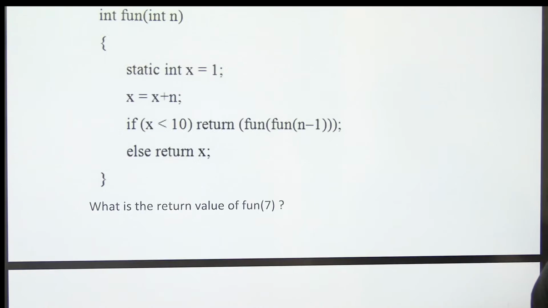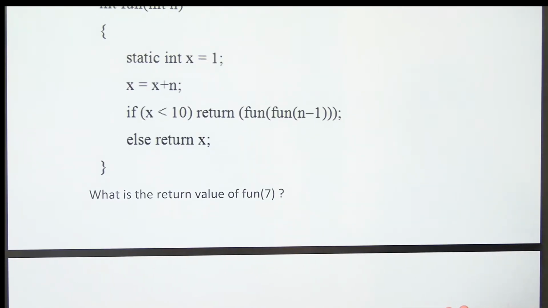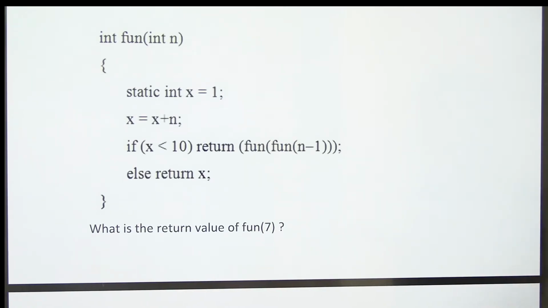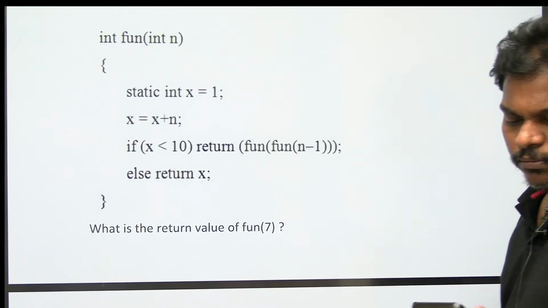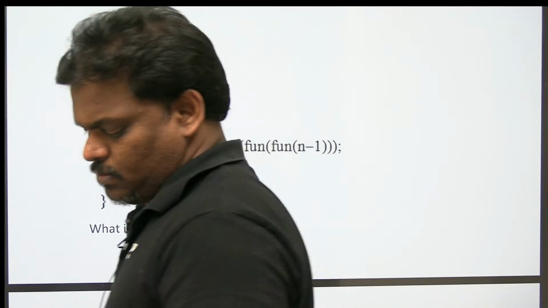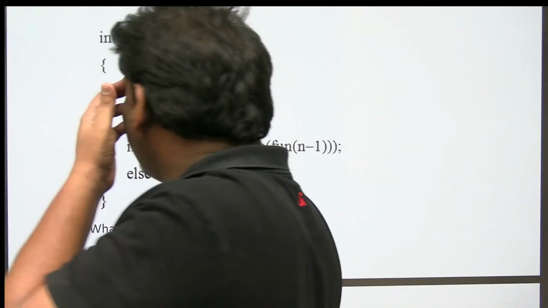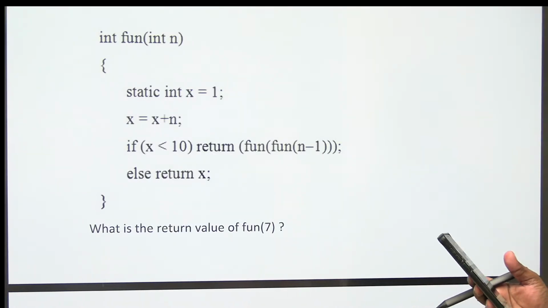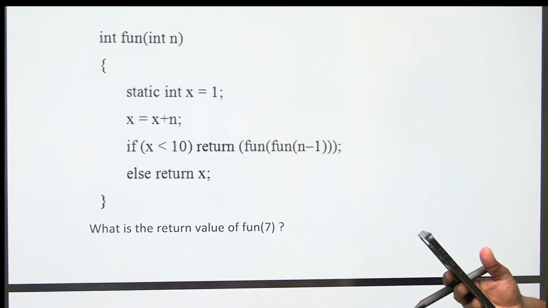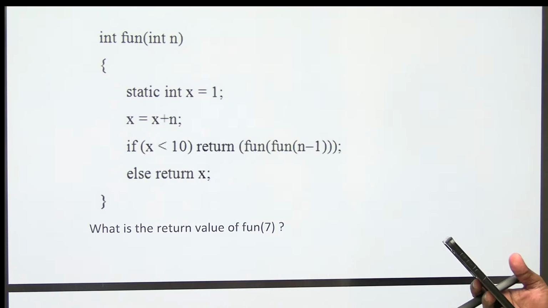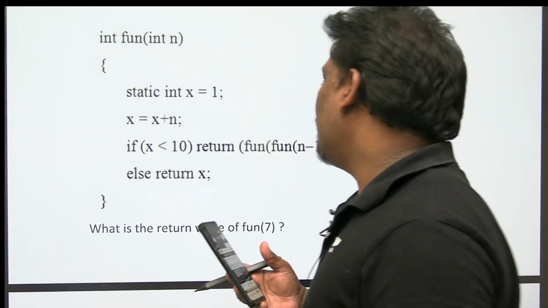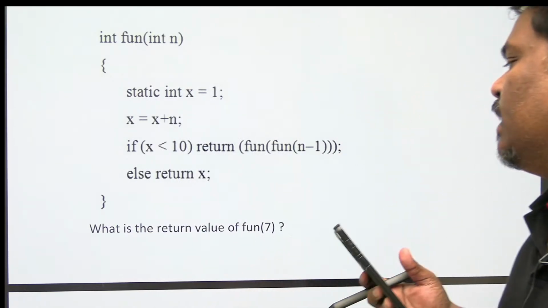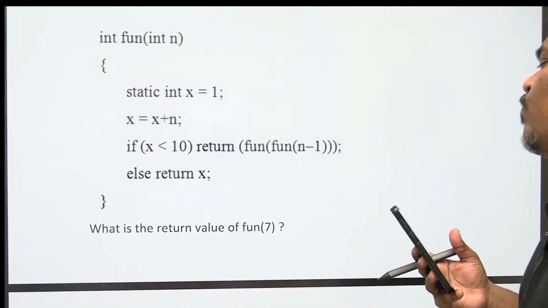Now, can you see this program also? Is it visible? Can you check one time? Int fun, int n, static int x is equal to 1, x is equal to x plus n. If x less than 10, return fun of n minus 1, else return x. What is the value returned by fun of 7?